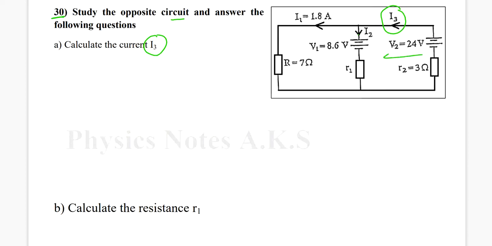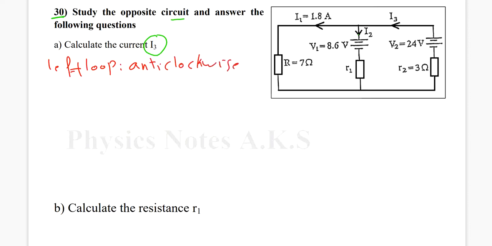Okay, but unfortunately I don't have I2, I don't have R1, so I need to depend on the left loop also to find I3. Okay, so let's start with the left loop. In the left loop, let me write here, left loop. I will go anti-clockwise or counterclockwise.